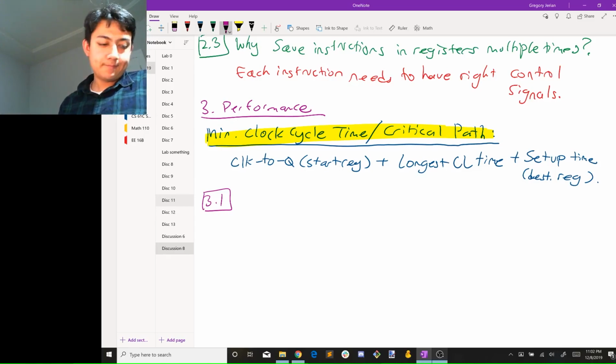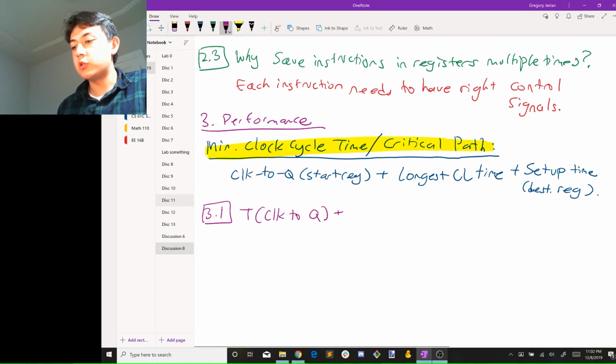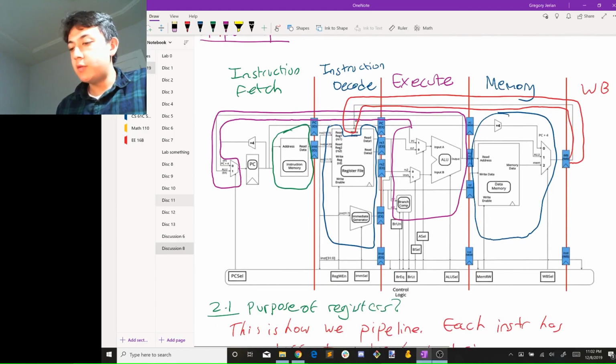So let's find the critical path. So this is equal to the time for clock to queue plus the longest combinational logic time. So let's go find that. The longest combinational logic time, right?